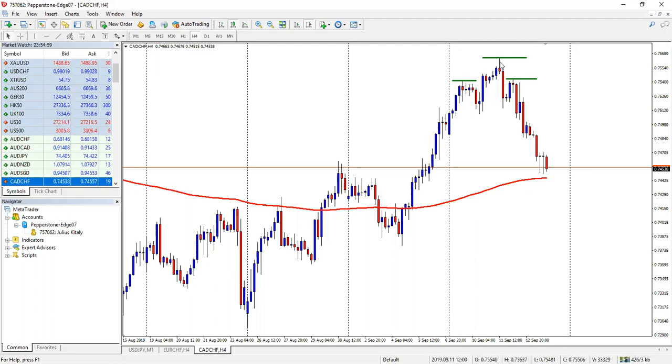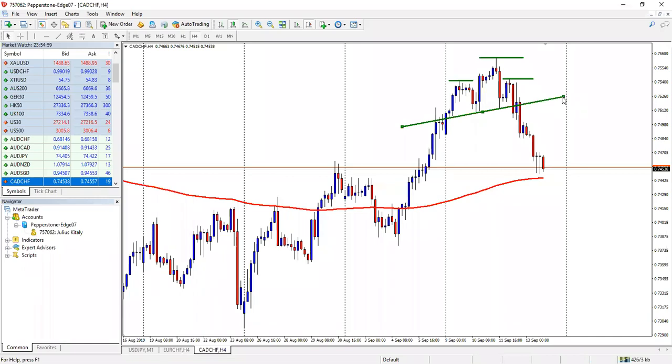Now, since we have the head, the left shoulder, and the right shoulder, it's very clear that we must have what we call the neckline. If this is your head, that means you have shoulders and a neckline. If you consider the lows of the shadow, see, this is the neckline, guys.